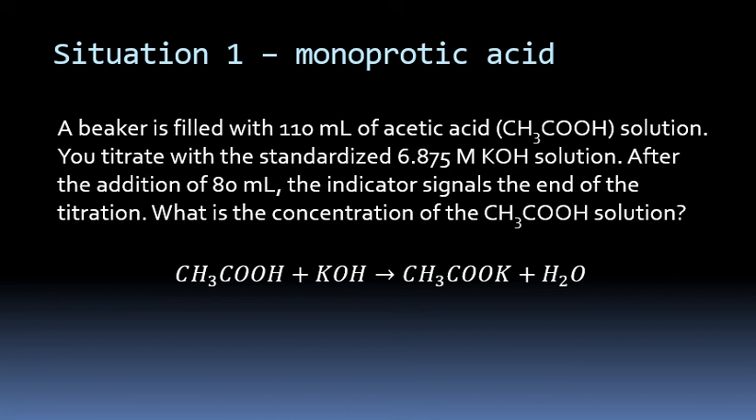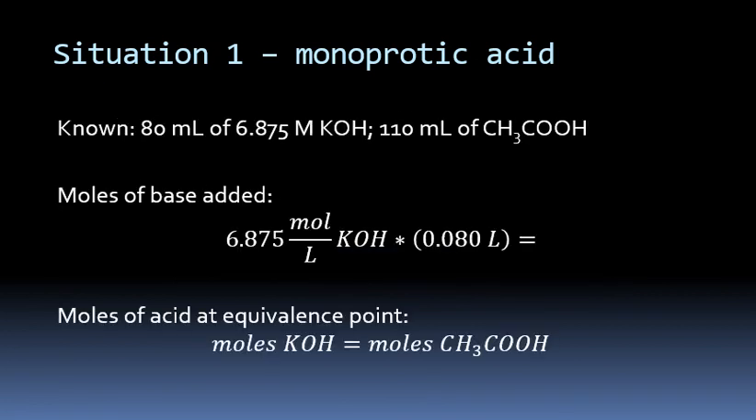Titrate with the standardized 6.875 molar KOH solution from the prior run. After the addition of 80 milliliters of the potassium hydroxide solution, the indicator signals the end of the titration. Determine the concentration of the acetic acid solution. Well, it's going to be similar to how we solved the previous problem, except we're starting from a different point, which would be the base.